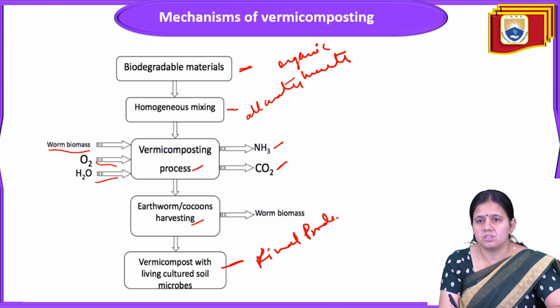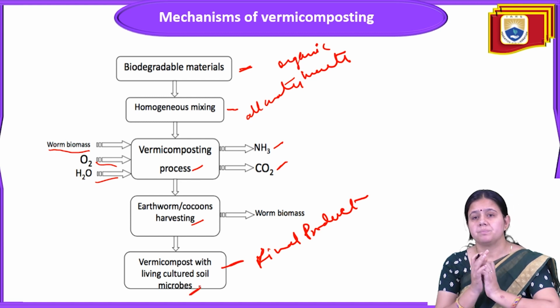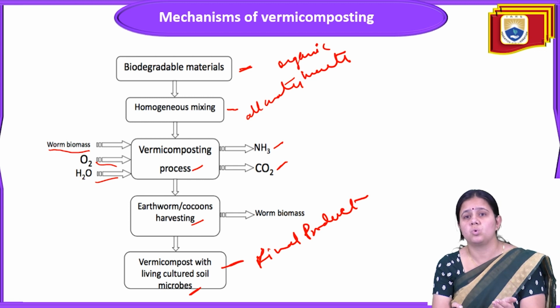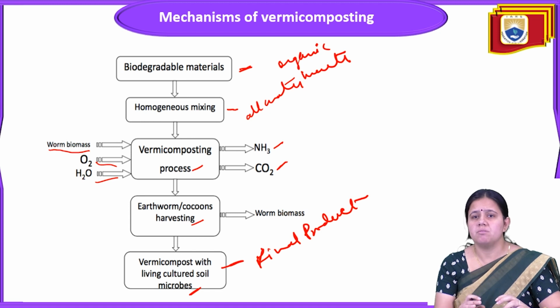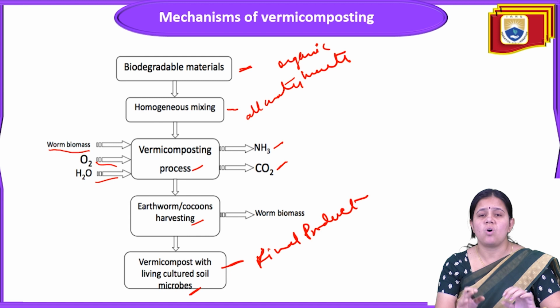The final product of this vermicompost process is vermicompost with living cultured soil microbes, because the material has already been degraded using the earthworms and their cocoons, and the worm biomass works on it. The compost obtained at the end of the process will have many microbes also. All of these are very beneficial for plant growth, and this can be utilized in the agriculture field and for crops.